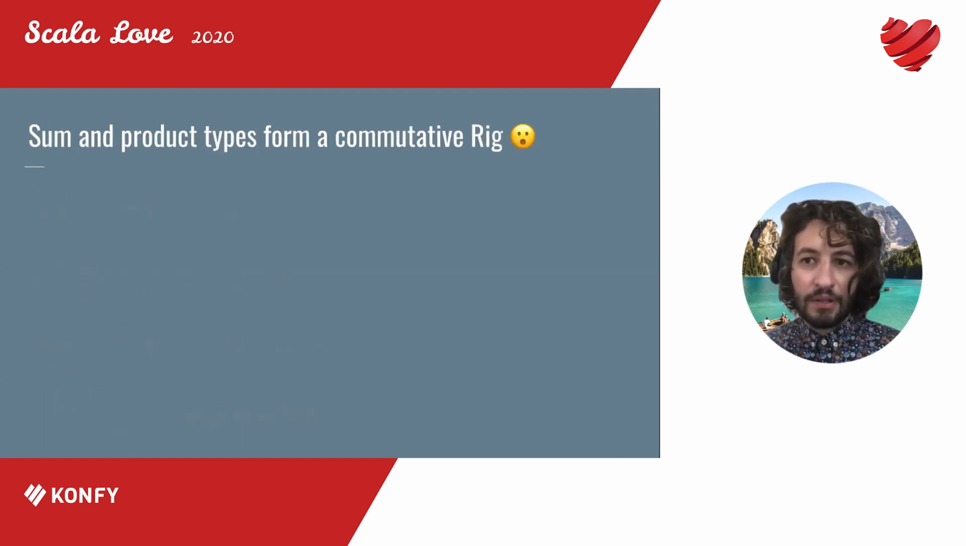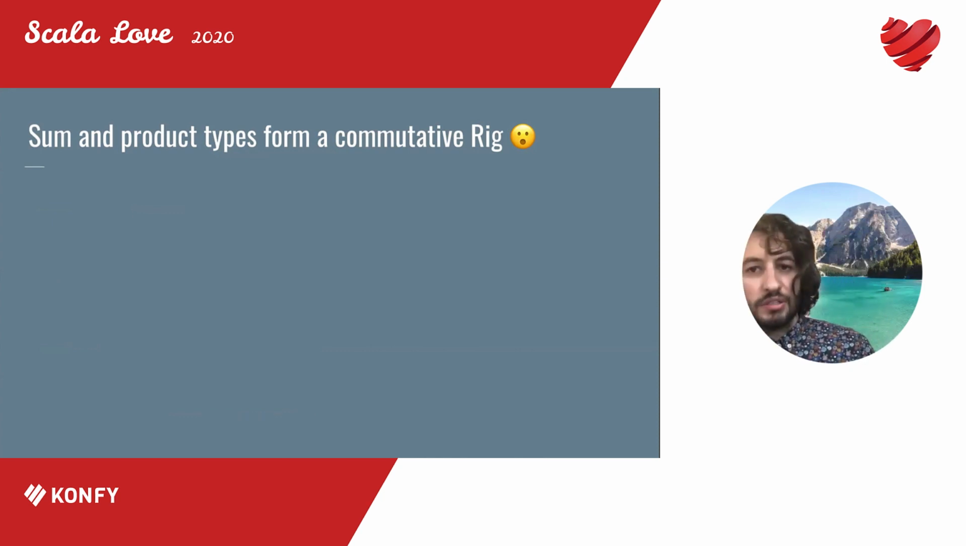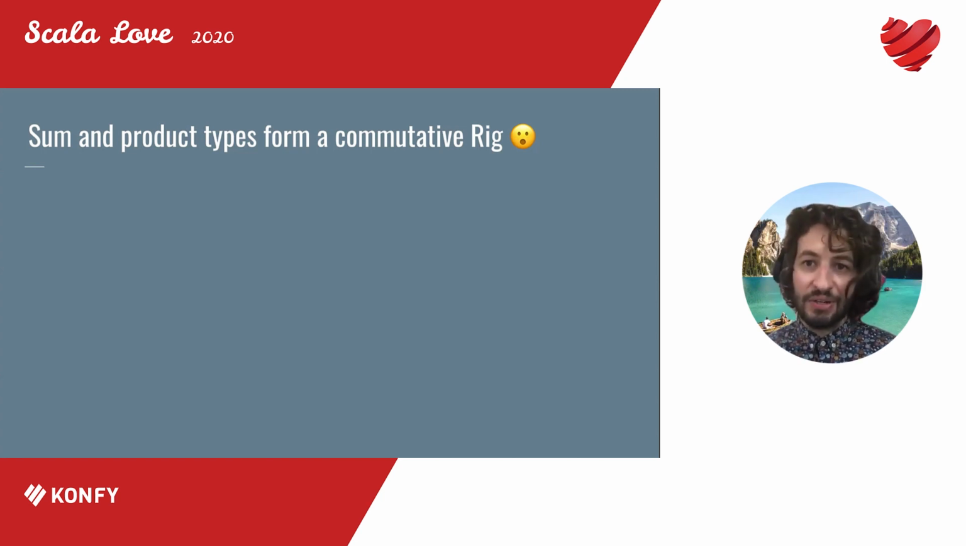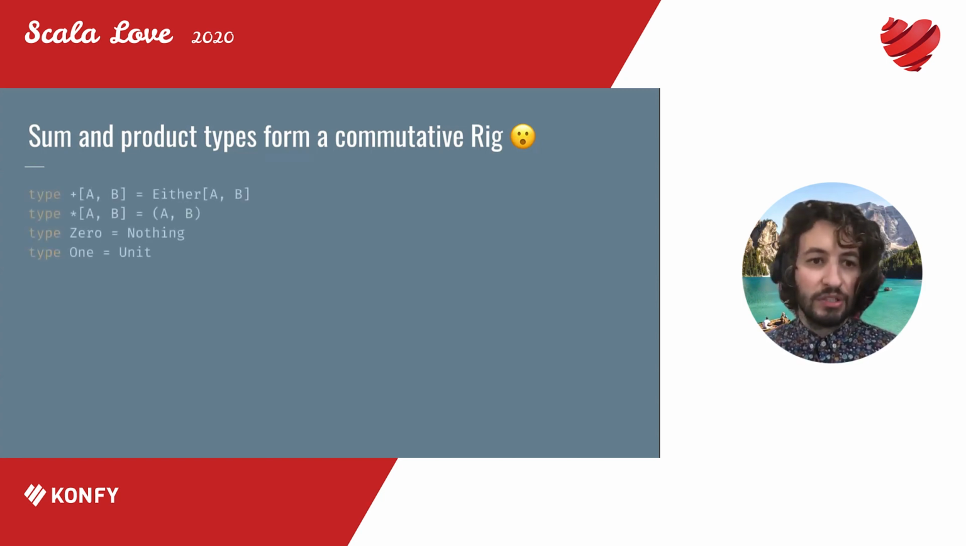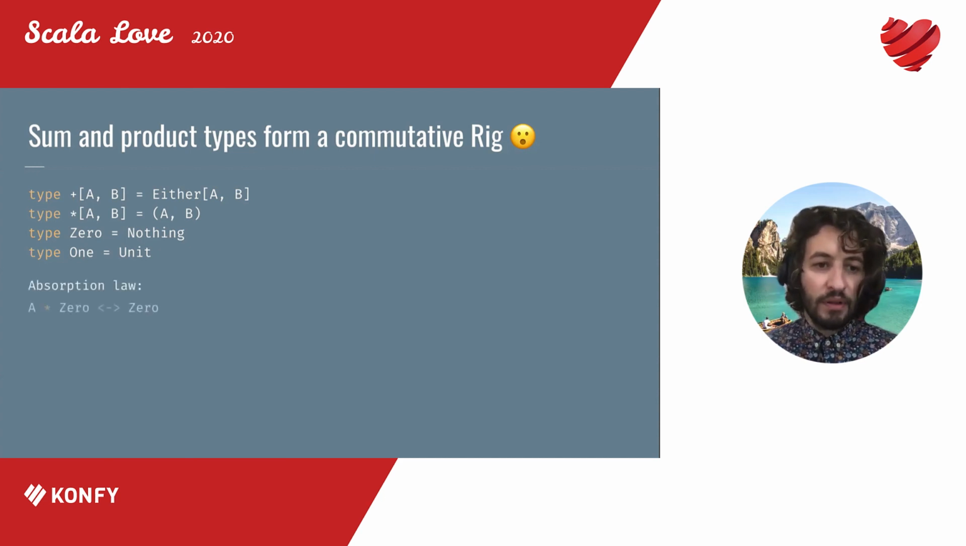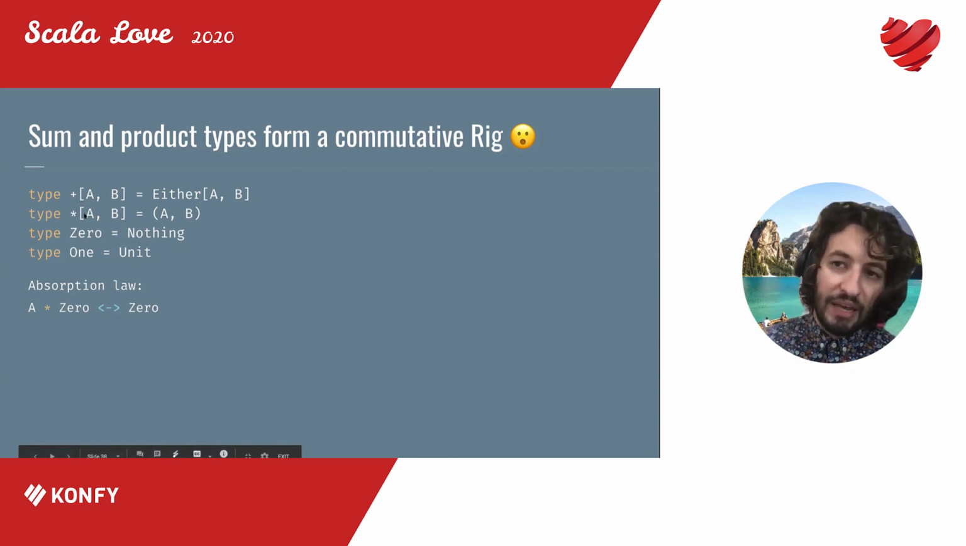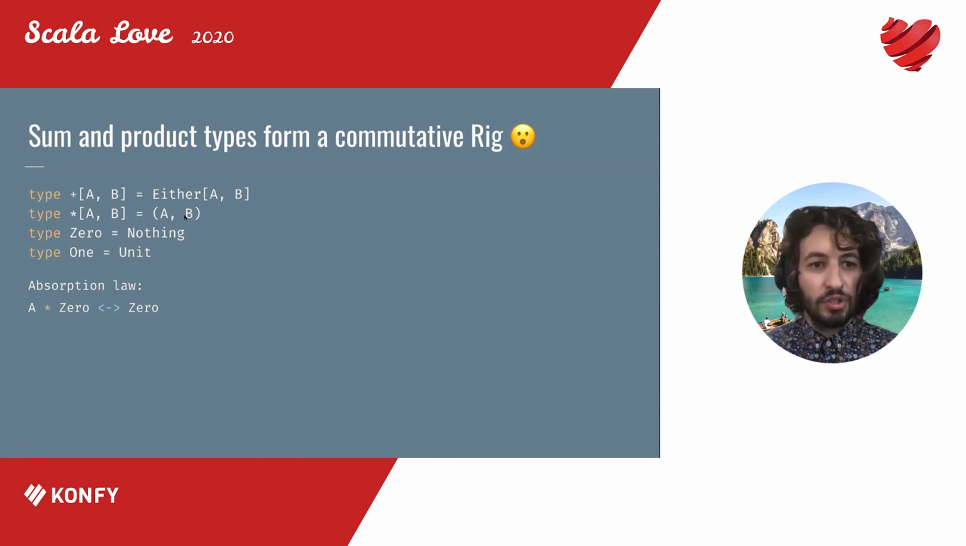All right, so the cool thing about this is that sum and product types, not only are they monoids, but they're commutative monoids, and together they form a commutative ring. And so what that means, basically, is they also absorb and distribute. So the absorption law basically says that if I multiply something by 0, it also becomes 0. And so if we look at this type chart right here, where multiplication is a product type, tuple, and 0 is the identity for the sum type, either, nothing.